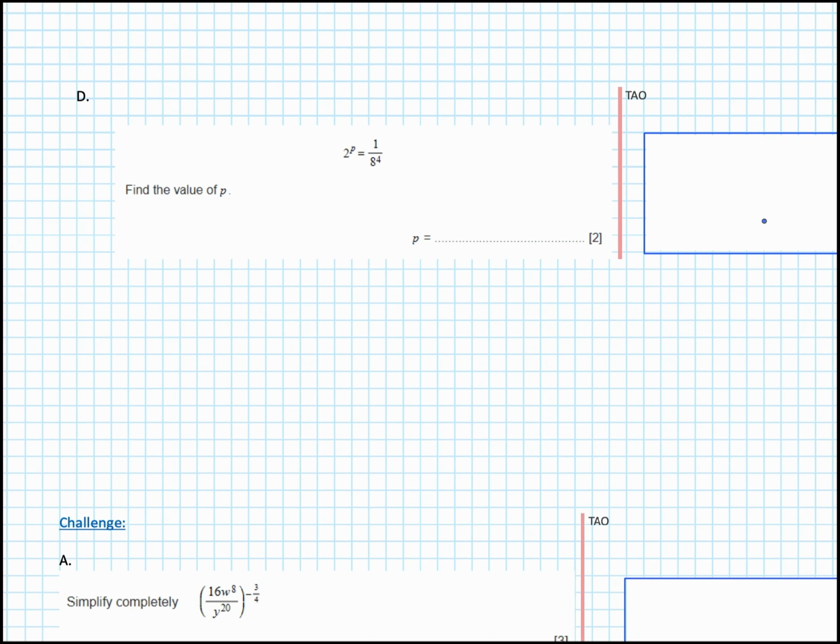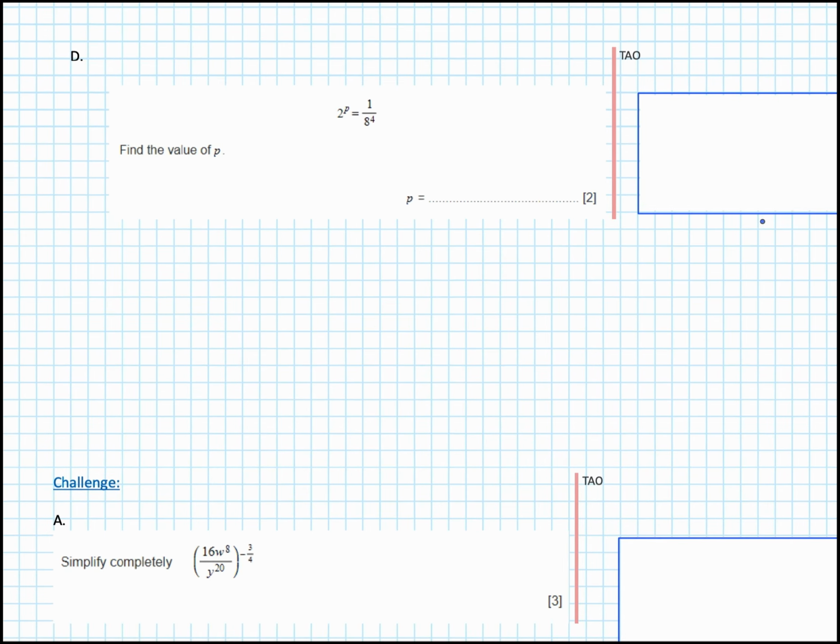Let's come to a few more questions now, where we have an unknown variable in the index. So 2 to the power of p is equal to 1 all over 8 to the power of 4, and find p. So 2 to the p. I'm going to rewrite 1 over 8 to the power of 4 as a negative index. And next, what I want to do is get the same base. I know that 2 times 2 times 2 is 8. And we're at minus 4 there.